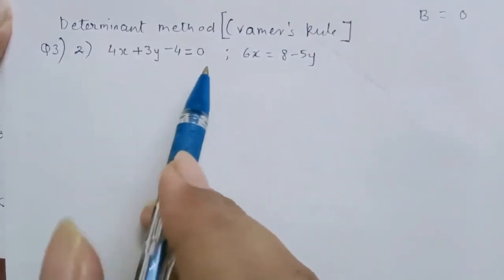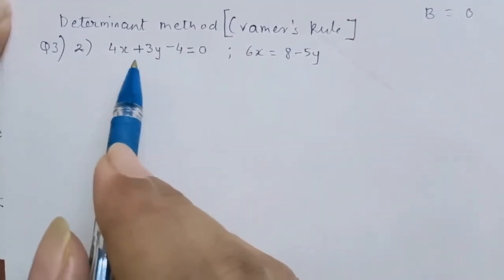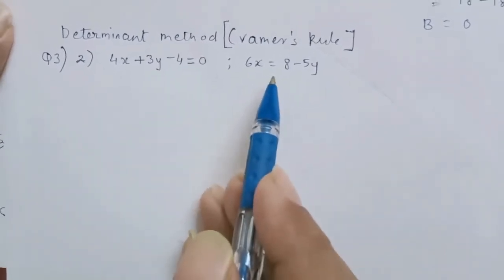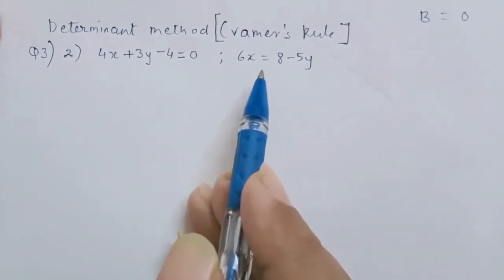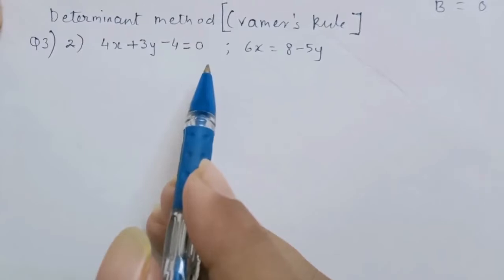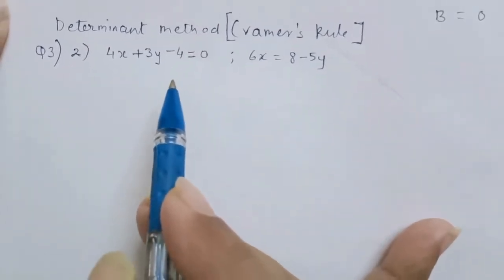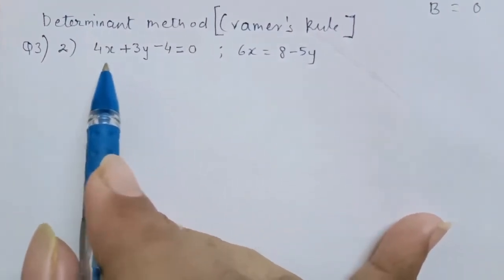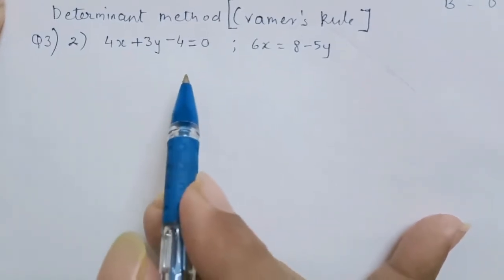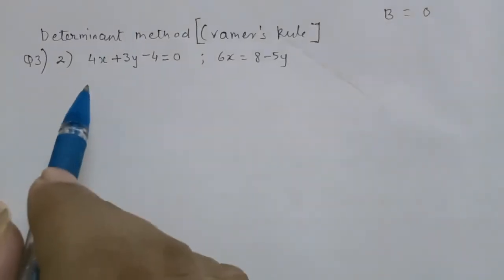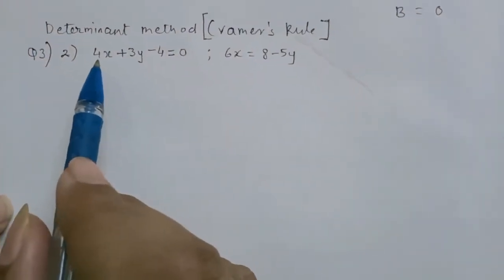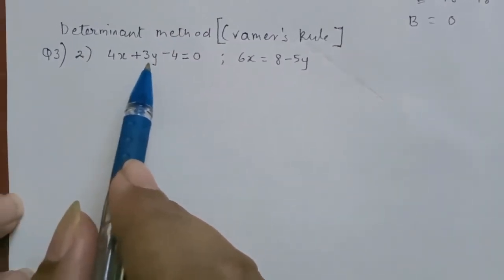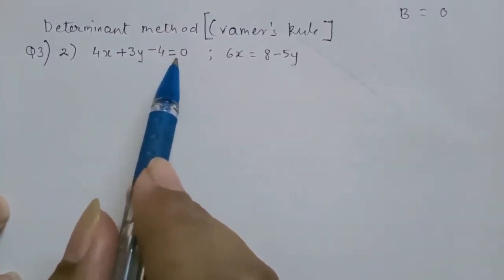This sum has to be solved by using Cramer's rule. These are the two simultaneous equations which have to be solved by Cramer's rule. So first of all, we have to arrange the equations in the form x plus y is equal to number. We can see that it is in the form x plus y minus number is equal to 0.